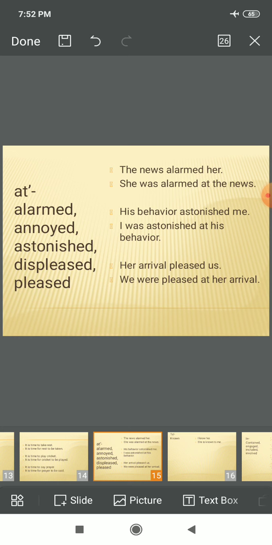Next is his arrival pleased us. Pleased means made us happy. The thing which provides us pleasure, we often say pleased, right? Her arrival pleased us. We were pleased at her arrival. We were pleased at her arrival, right?